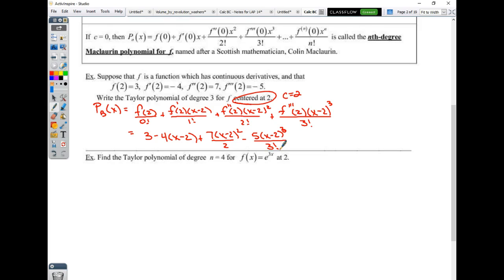So the idea is, as long as you can memorize the general pattern to a Taylor polynomial, this is literally going to be plug and chug.